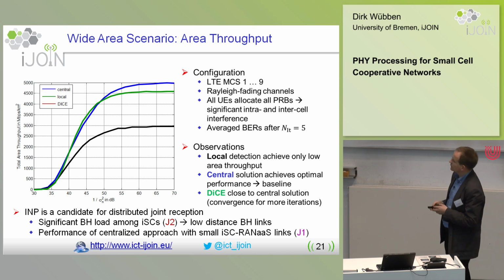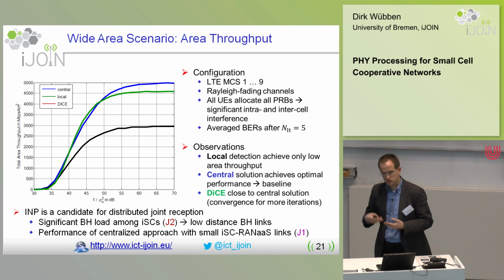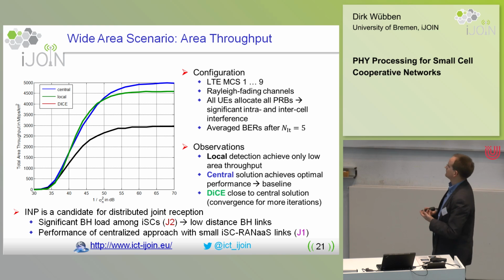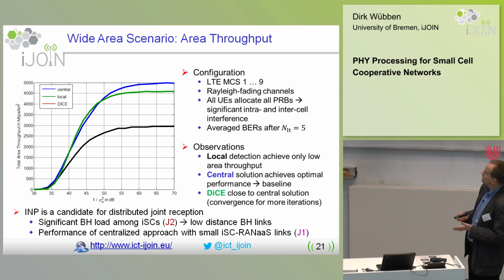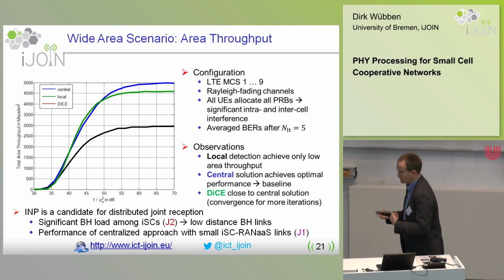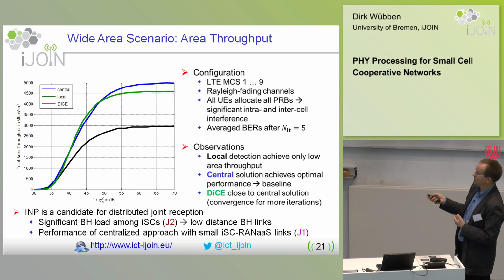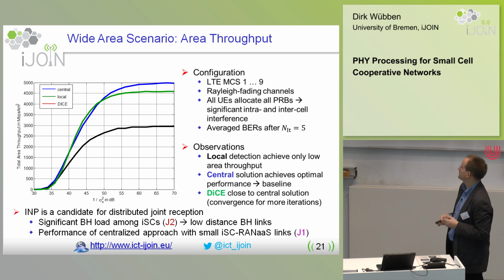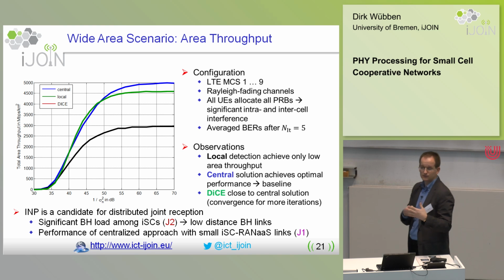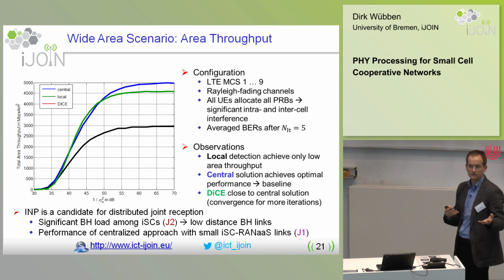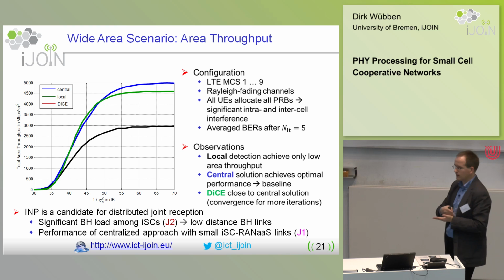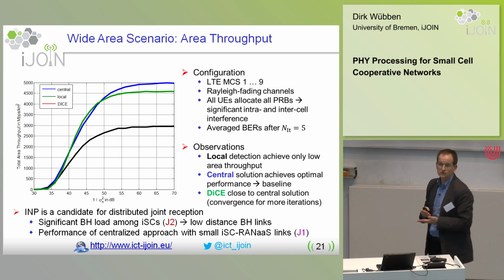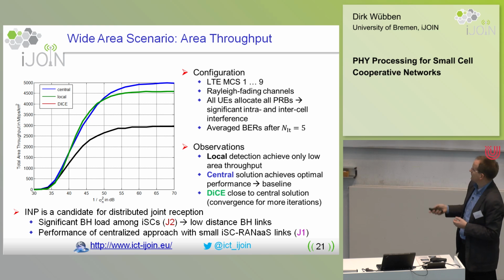But nevertheless, what we can conclude is that this in-network processing approach, or this DICE algorithm as one of the implementations, is a very good candidate for this distributed joint reception. We will have a significant overhead between the ISCs. Nevertheless, we already have some techniques to reduce this significantly. Also keep in mind that, for example, between the ISCs, maybe in the future we have millimeter wavelengths, but we don't need the fiber to the RANs, which is maybe placed several kilometers away.